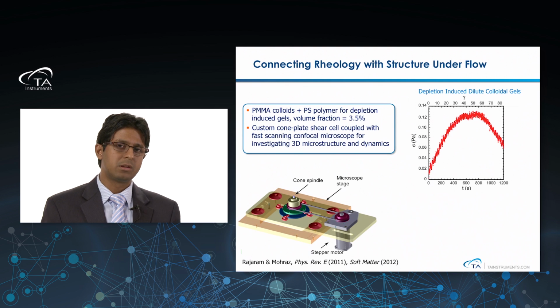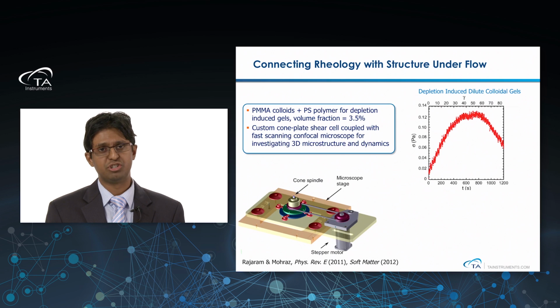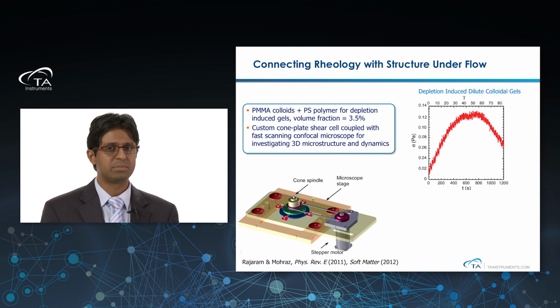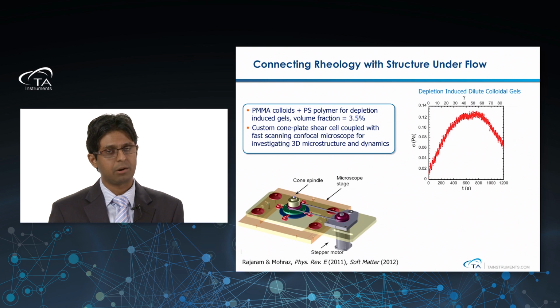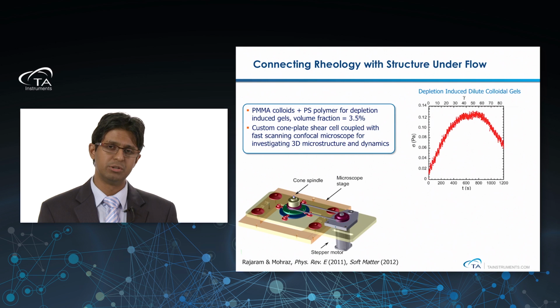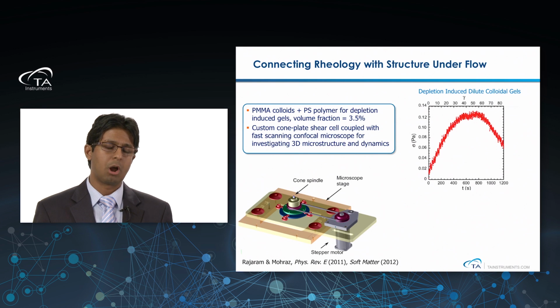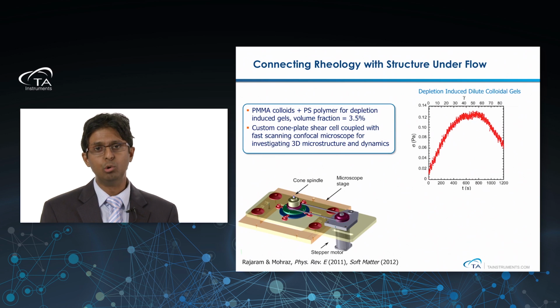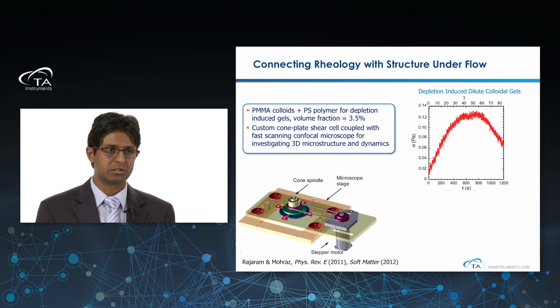It's also relevant in terms of processing and handling to look at how the sample structure changes under flow. So this here shows results from a study that I was involved with. We're working with the same system, PMMA colloids suspended in refractive index and density match solutions, and polystyrene polymer to induce depletion interactions. But we're operating at much, much lower volume fractions, so 3.5%. So these are really dilute colloidal gels.